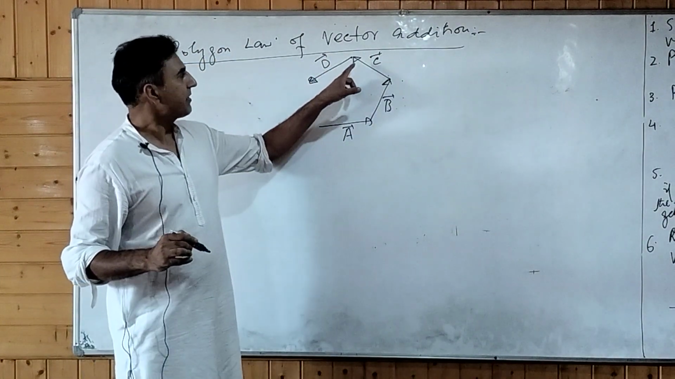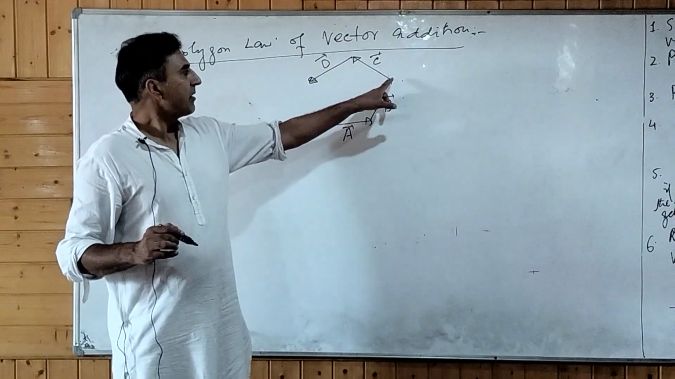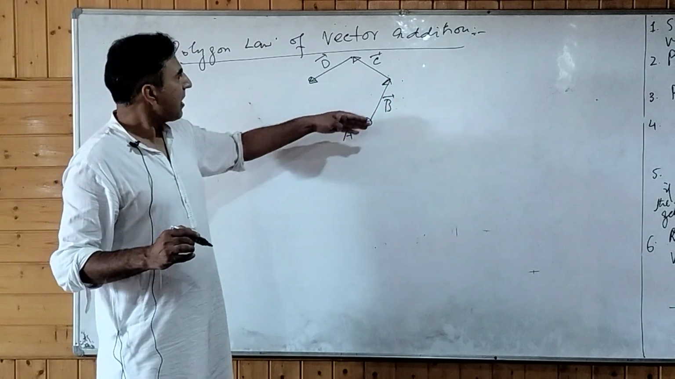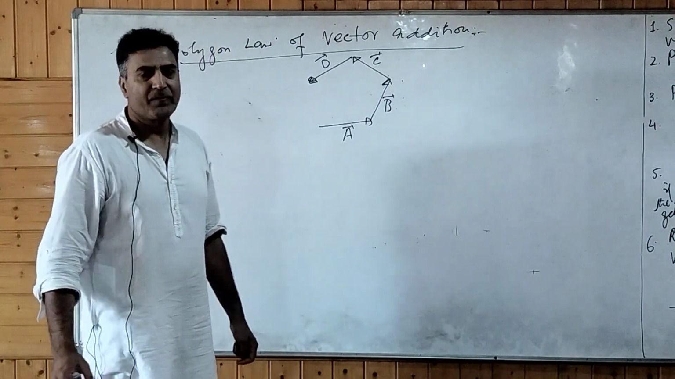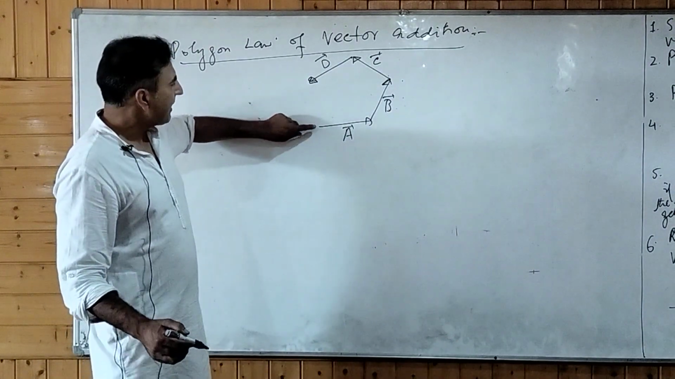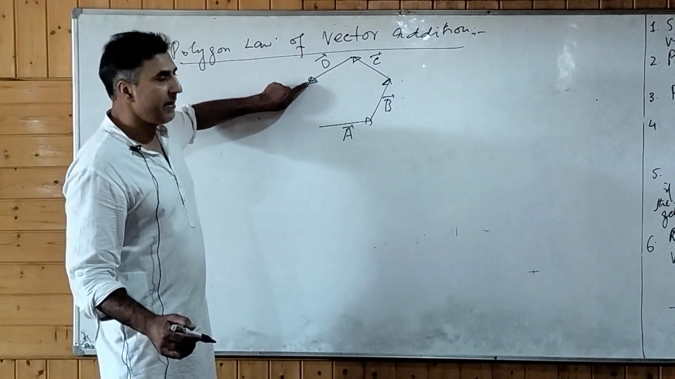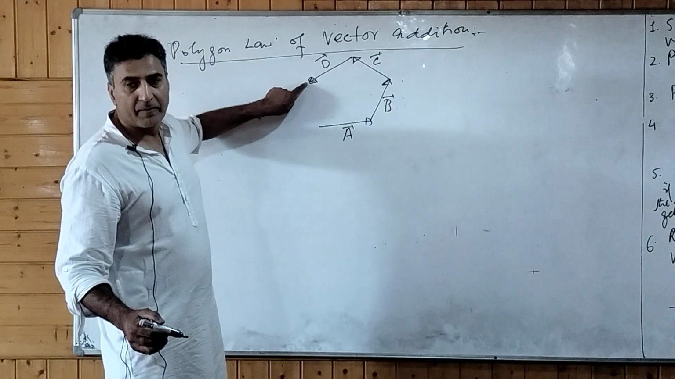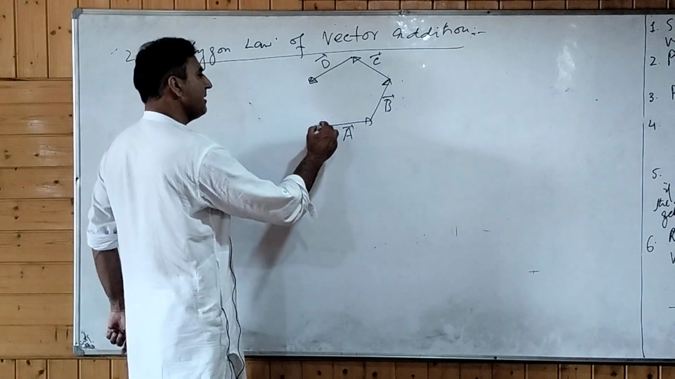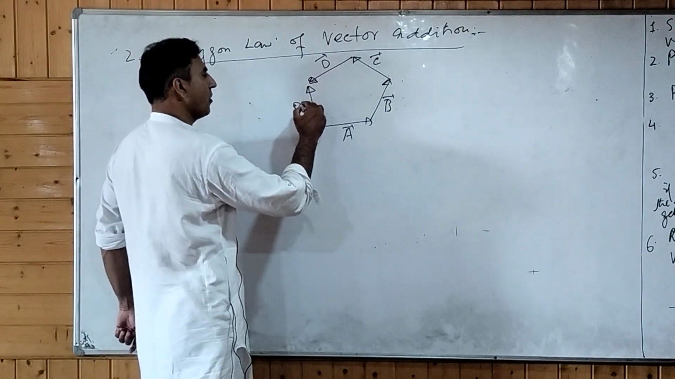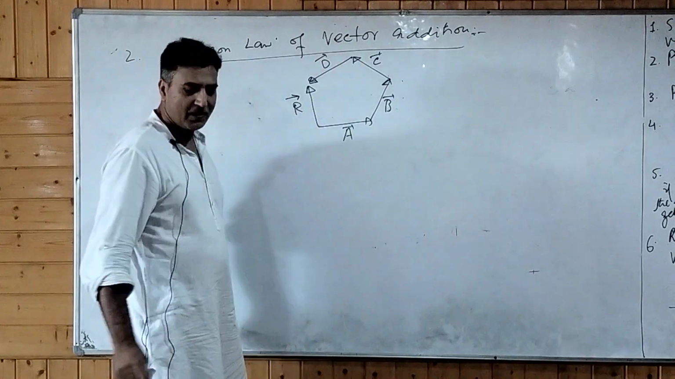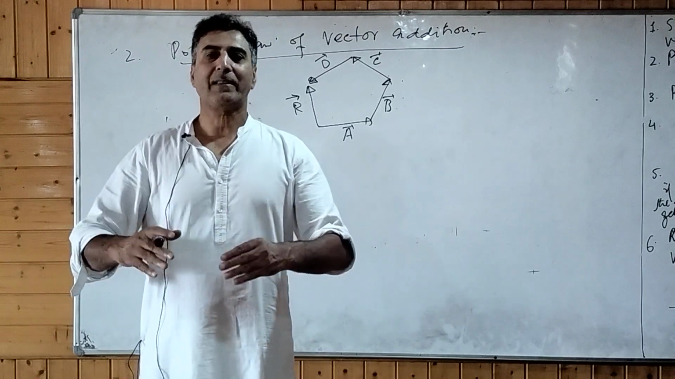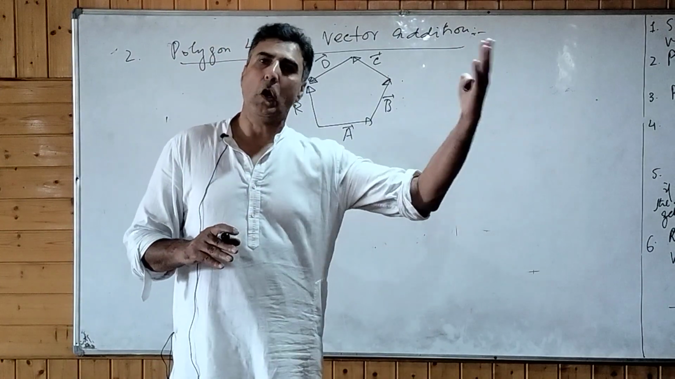But every time you have to put the tail of the vector on the head of the preceding vector. तो इन चार वेक्टरों का रिजल्टेंट क्या है? तो that is very simple. You have to connect the tail of the first to the head of maybe the second, maybe third, maybe fourth, head of the fourth vector. So this is the resultant, which you call as R. So polygon law of vector addition is simple, that if you want to add too many vectors, you connect the tail of the first to the head of the last.